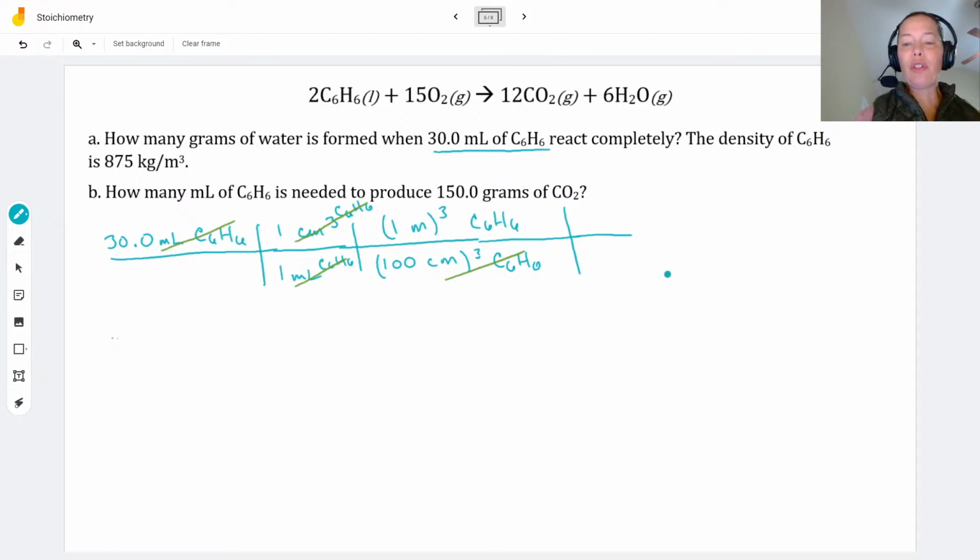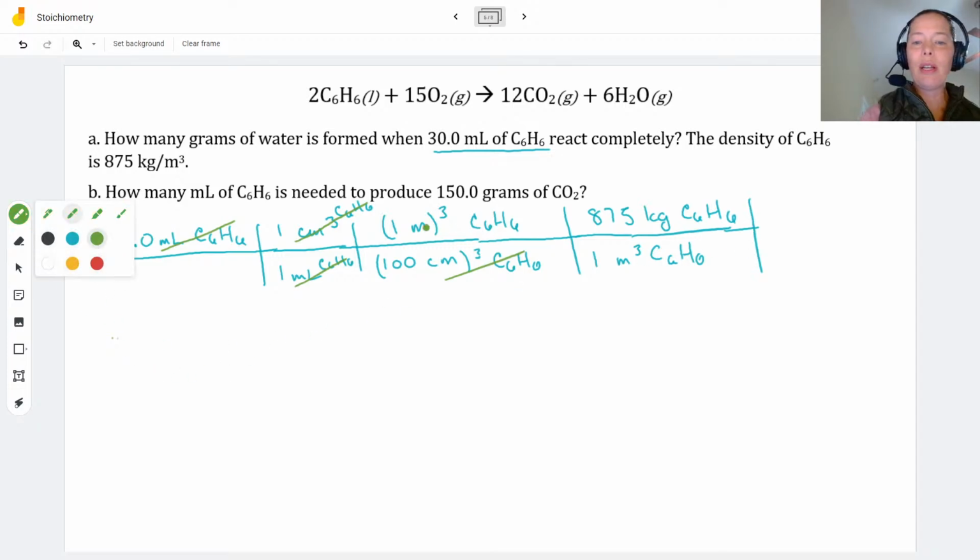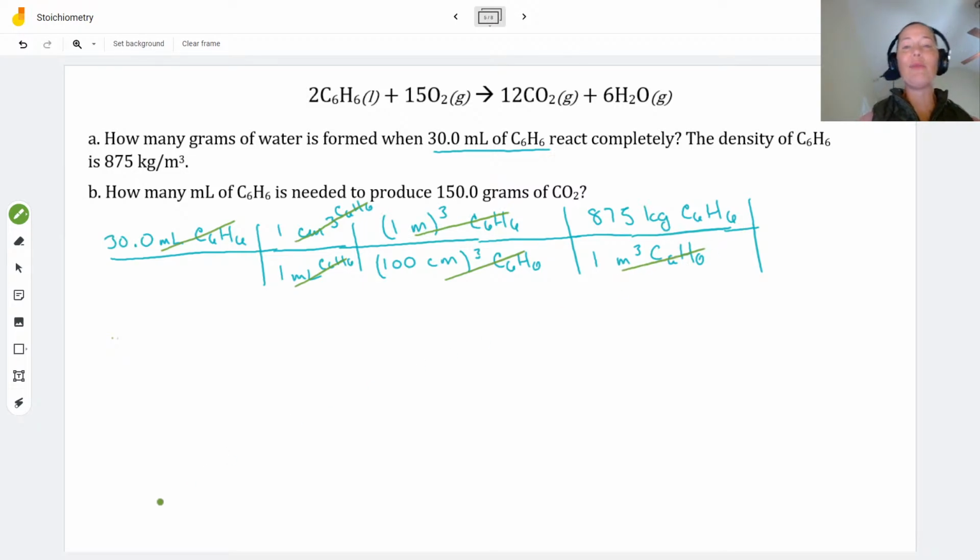And I do want my meters cubed to cancel. So my 1 meters cubed of benzene does go in the denominator, and I have 875 kilograms of benzene in the numerator. Okay, so check this out. My meters cubed of benzene has canceled. Now I have kilograms of benzene. So this is now looking more like our first problem where we had grams, except I've got kilograms. So I've got to deal with that first, but at least that's pretty easy. So all I need to do is, in 1 kilogram of benzene, I have 1,000 grams of benzene.